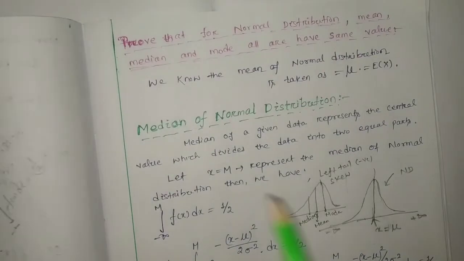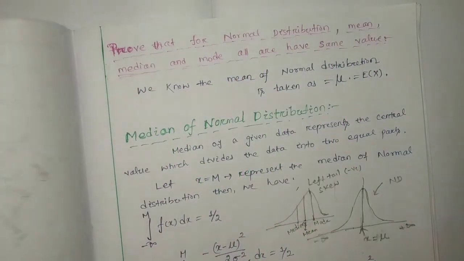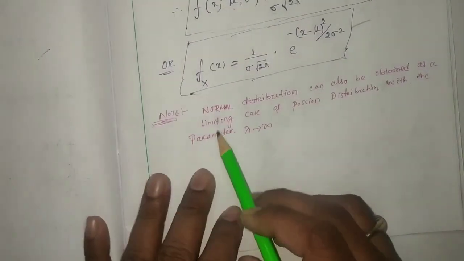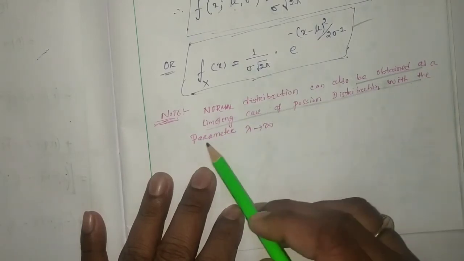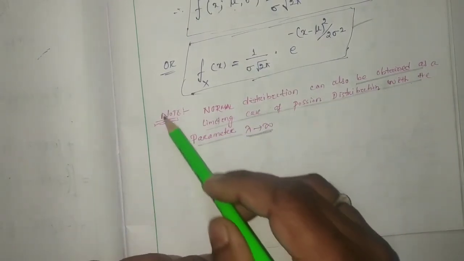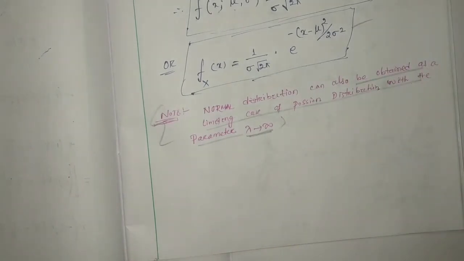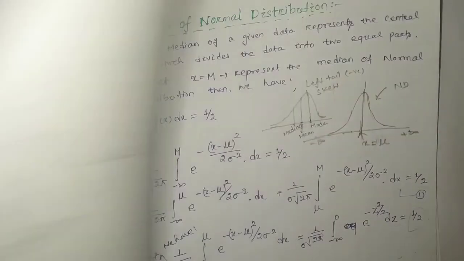We are going to discuss proving that for a normal distribution the mean, median and mode are all of the same value. And one thing I forgot to say is that the normal distribution can also be obtained as the limiting case of the Poisson distribution with parameter lambda tends to infinity, but this topic is not inside your syllabus. Here I left this one. On some other day, with the help of some other video, I will prove this one, but not now. In our next class we are going to discuss this one.